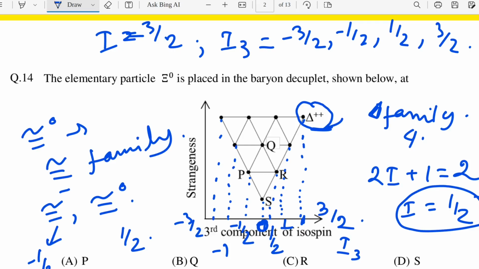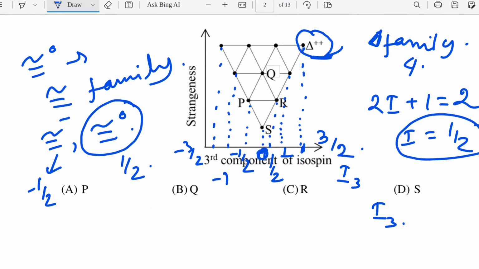So from that Xi family, we have the knowledge that Xi0 has the I3 value plus half. Also, in that Xi family there are 2 members. That means you can see that the number of nodes in a row is nothing but the number of family members. As delta plus plus has 4 family members, there are 4 nodes in that row. Similarly, in that row there are 3 members, so 3 nodes will be in that row. But here you can see P and R, that means there are 2 family members in that row. So obviously Xi0 should be either P or R.